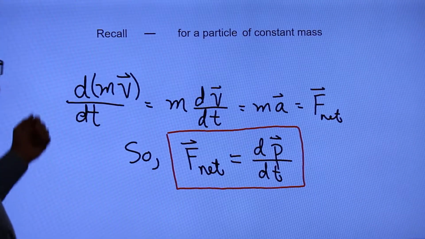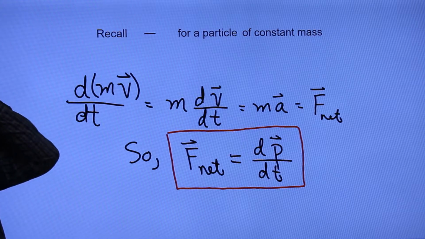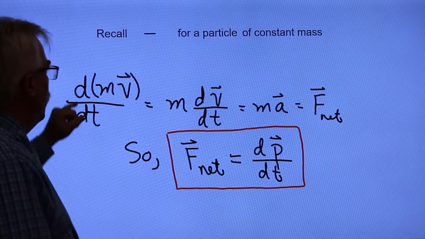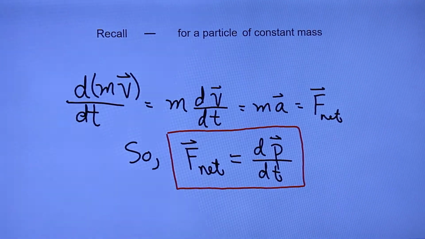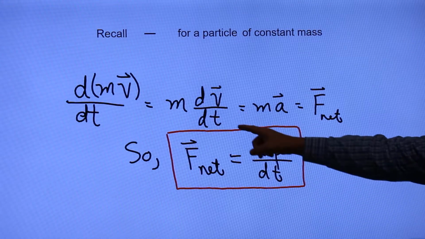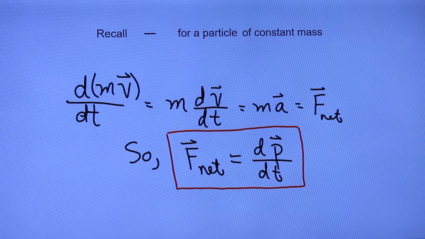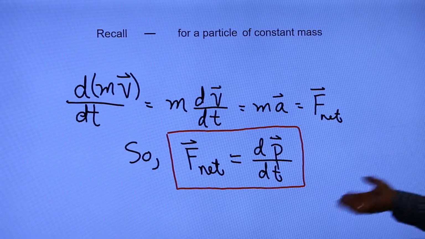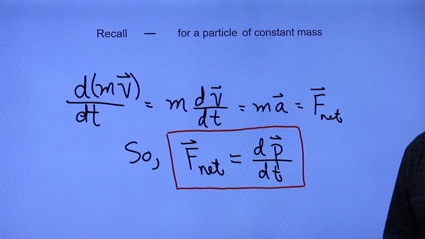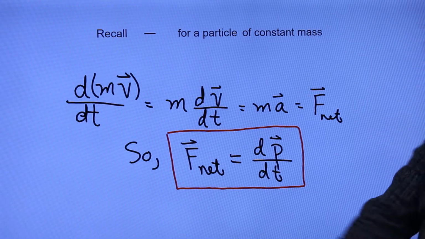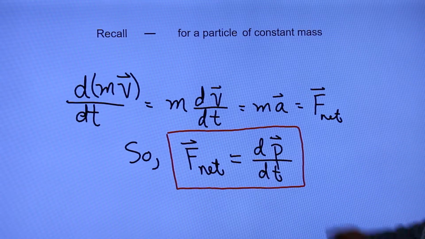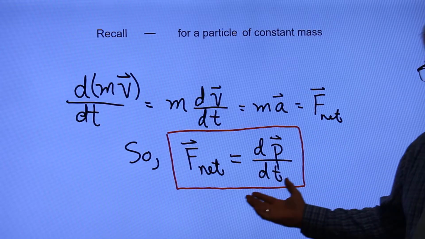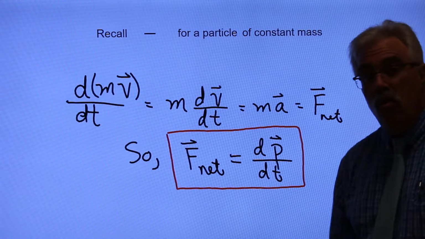second law. So recall, for a particle of constant mass, the time derivative of this momentum, or mass times velocity, if the mass is constant, you can just factor that out, and you get the mass times acceleration. We said that that was the net force. This is kind of an operational definition, and another way to write Newton's second law is seen right here: the net force acting on a single particle is the time rate of change of the momentum. You can write it that way. In fact, that's the way Newton originally wrote this.